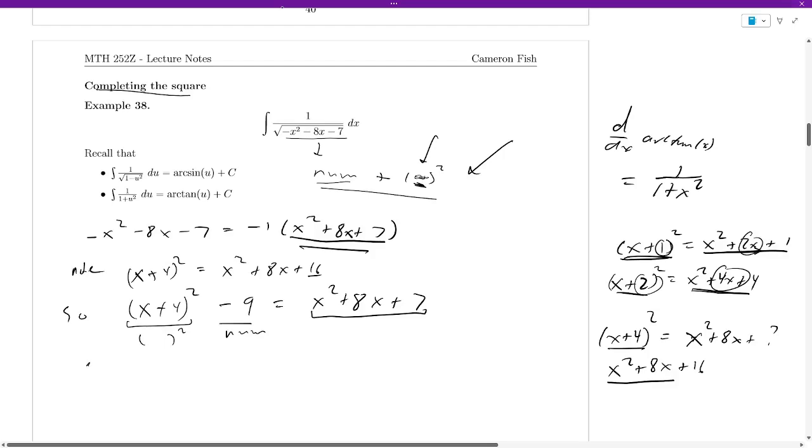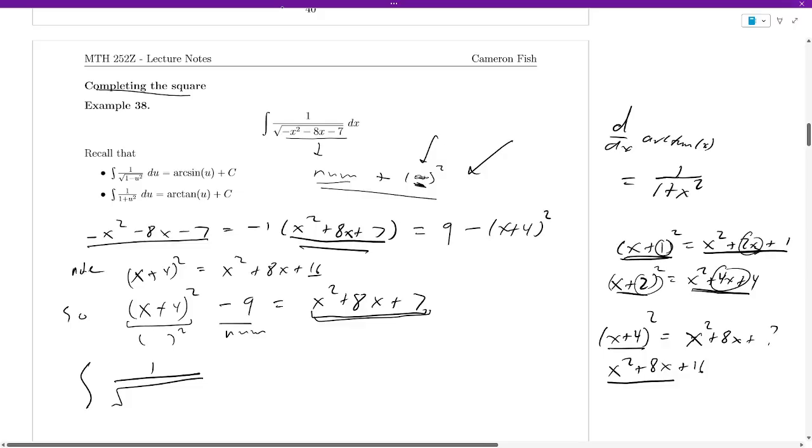Okay, so if we come back to our integral, I can replace all the stuff inside the square root with, yeah, so I was going to say negative 1. Remember, we pulled this negative 1 out. So since x squared plus 8x plus 7 is equal to the stuff on the right, that means that my original guy, this guy, is equal to that stuff on the right times negative 1. Which looks like 9 minus x plus 4 squared.